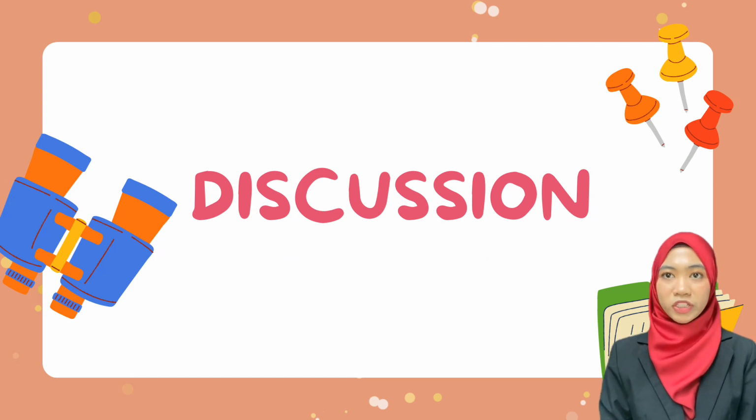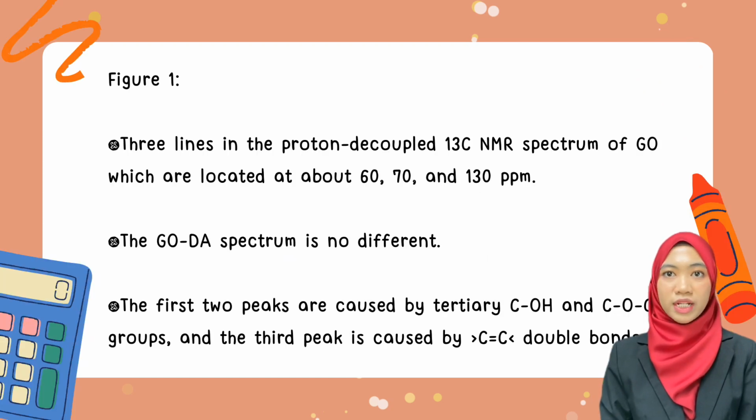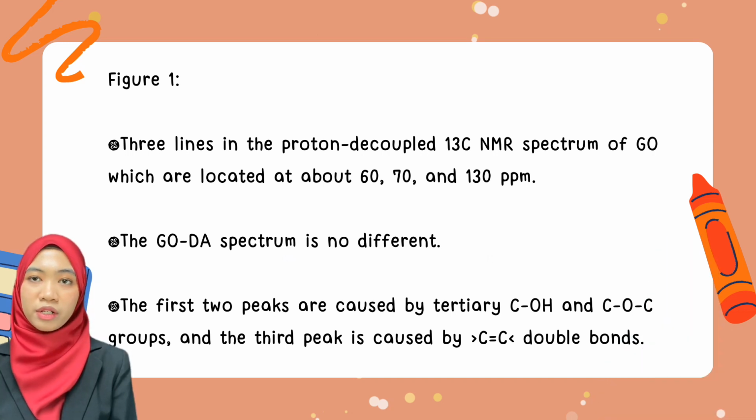Next, for the discussion, in Figure 1, there are 3 lines in the proton decoupled 13C NMR spectrum of GO, which are located at about 60, 70, and 130 ppm. The GO-DA spectrum is no different. It is known that the first 2 peaks are caused by tertiary COH and COC groups, and the third peak is caused by C=C double bonds.